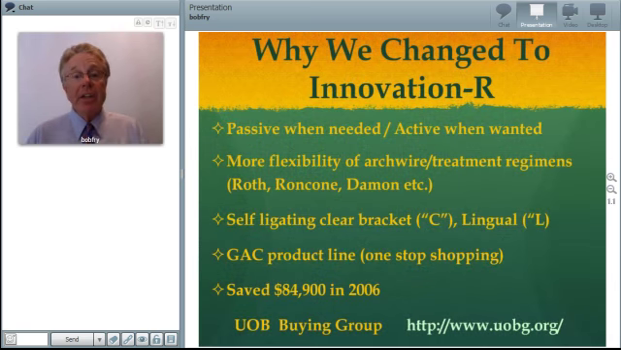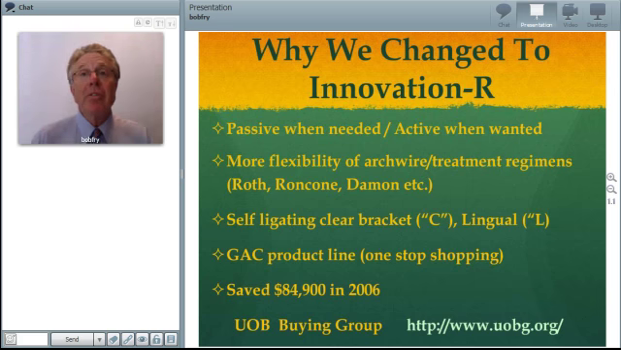So why did I change? The system is passive when you need it, the GAC system. And arch development occurs when an appliance is passive, and it's active when you want it in the last stages of treatment. Friction is not always a bad thing. With the GAC system, you can use any arch wire sequence you want. With a passive system, you have to stay with a very rigid sequence of arch wires.